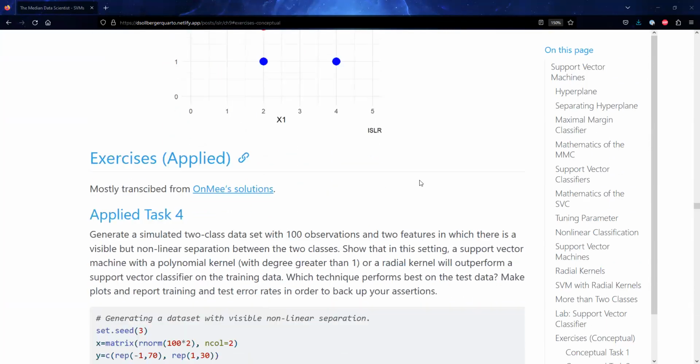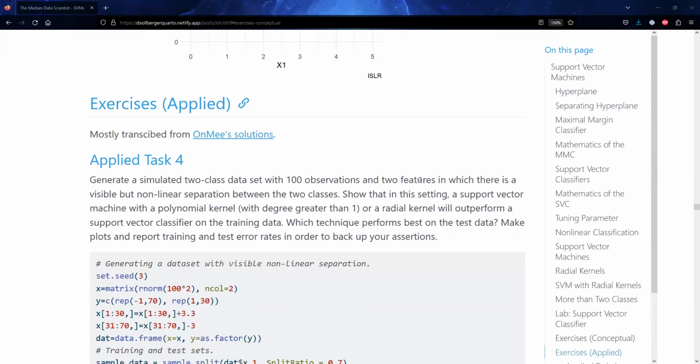So then we move on to the applied exercises. As in previous weeks, let me give credit where credit's due. This person's GitHub repo had a lot of good resources here. So for the most part, I'm reading those off to you.